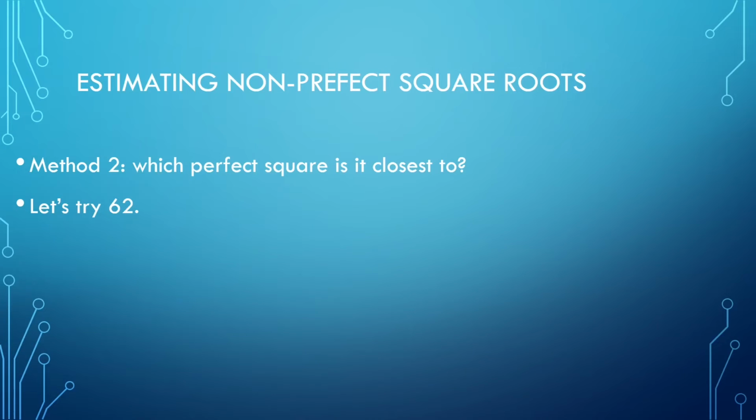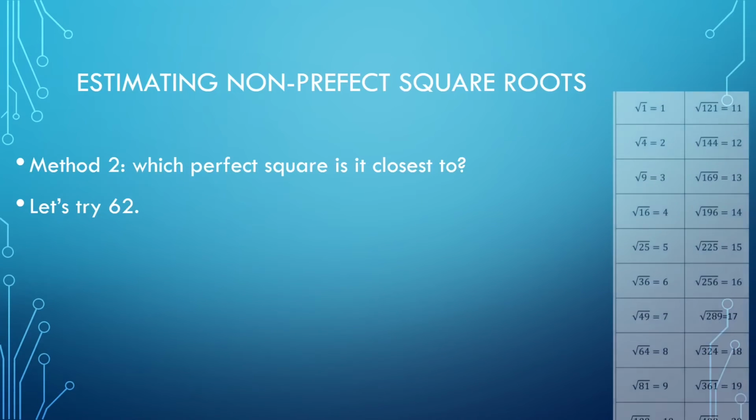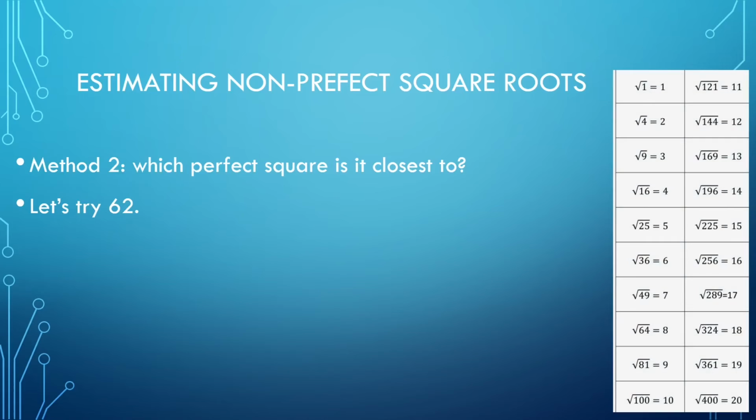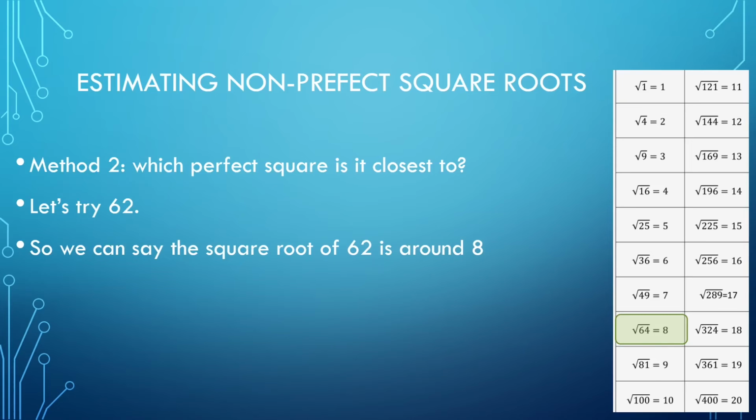So 62 is another number that's not a perfect square, so it does not have a perfect square root. If we look for 62 on the list, we can't find it. But we could say it's definitely more than 49 and definitely less than 64. However, I'm going to get rid of the square root of 49 equals 7 because I see that it's definitely closer to the square root of 64. So I can say that the square root of 62 is around 8.